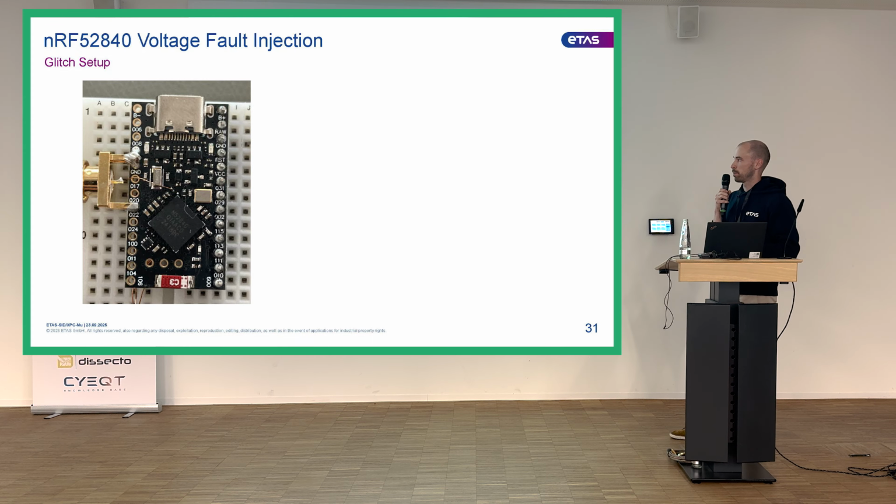This is the setup. So we have a small board with an NRF52840. And then here we have this little capacitor, which I removed. And then I have an SMA adapter and a little thin wire that connects from this adapter to the pad on the PCB where this capacitor used to sit.